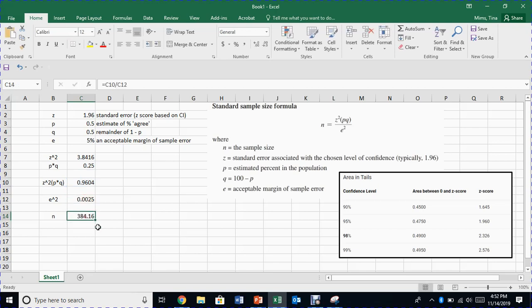So it looks like we need a sample size of 385 people. I would actually do a round up. And to do a round up, you simply type in this information.